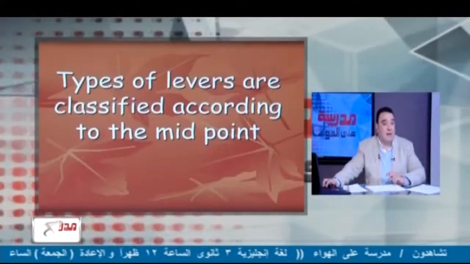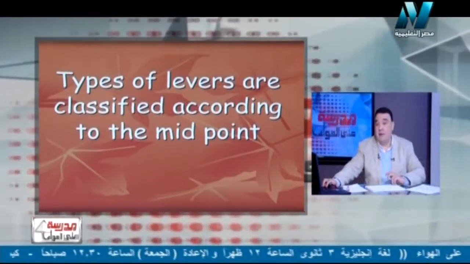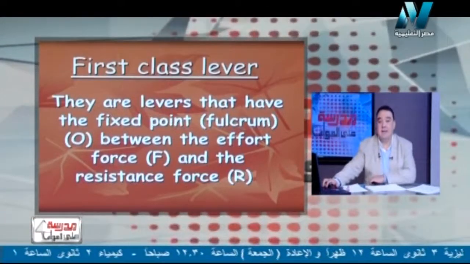So I have a secret word. Secret word means what? ORF, O-R-F. It's a secret word. You must remember it, or you must memorize it to determine the type of lever. So again, I have 3 types of lever: first class that has O in the middle, second class that has R in the middle, third class that has F in the middle.